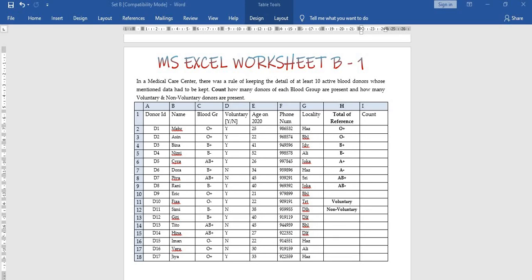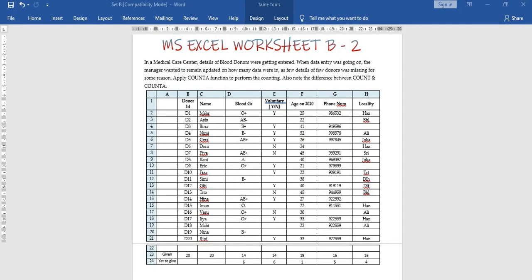Now, in order to do this count, you will have to use a feature called COUNTIF. The answer has to be done here in this cell, and here you have to bring in how many O positive values are here in column C. The answer is there, but give it a try. Alright, so you go to the next one. The next one will be worksheet number 2.